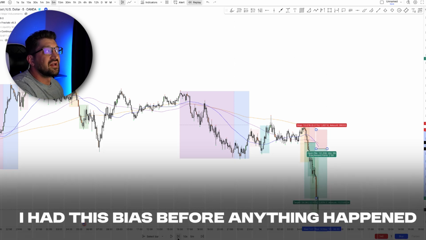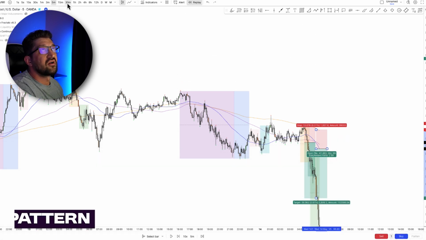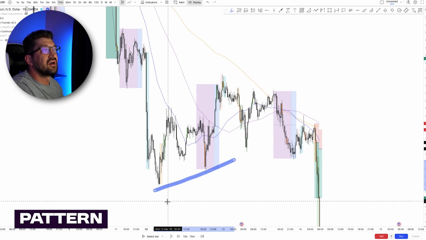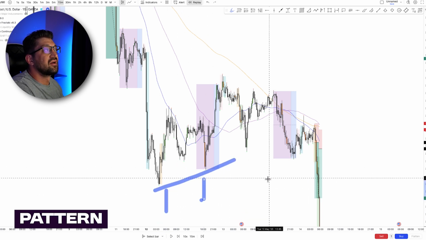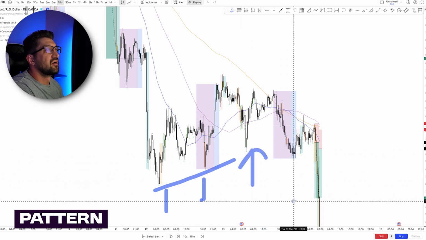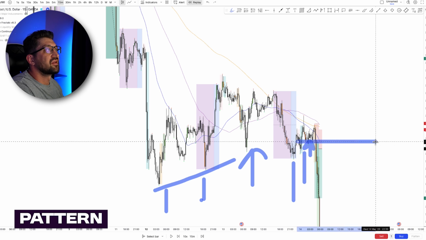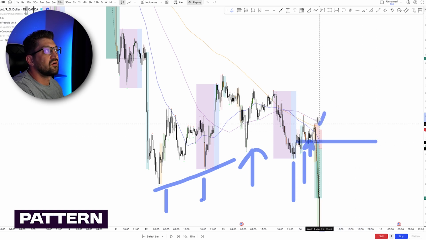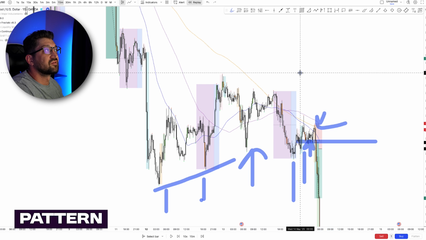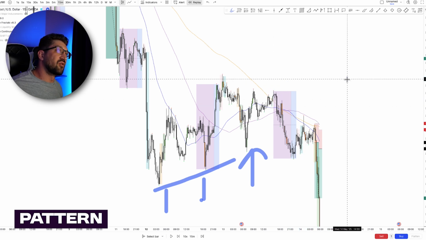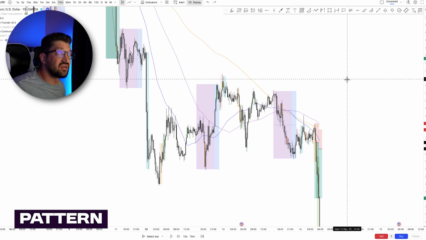Again, I had this bias before anything happened. Notice a pattern here. Look at how the market algo is acting. It puts in a high, puts in a high, puts in a high, fails to break. Puts in a high, puts in a high, fails to break. Same thing. As soon as that fails to break, we know the liquidity cycle is about to begin. So this is one of my entry models. One of my main entry models is the liquidity cycle.